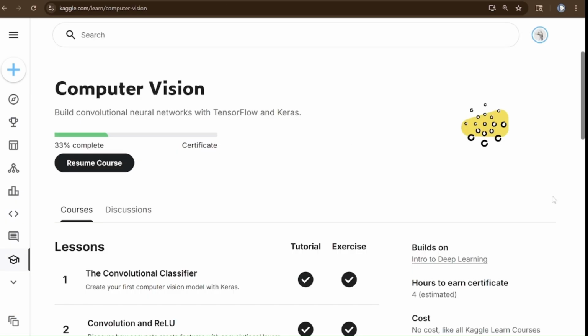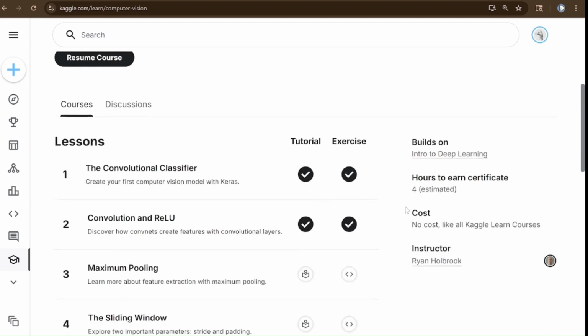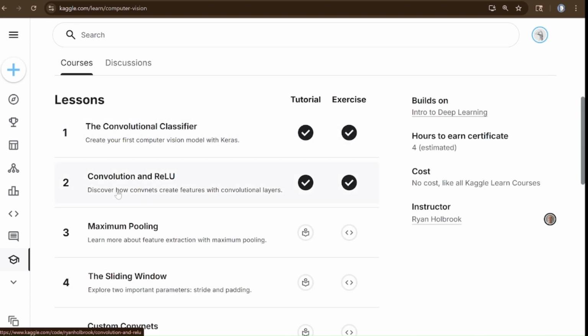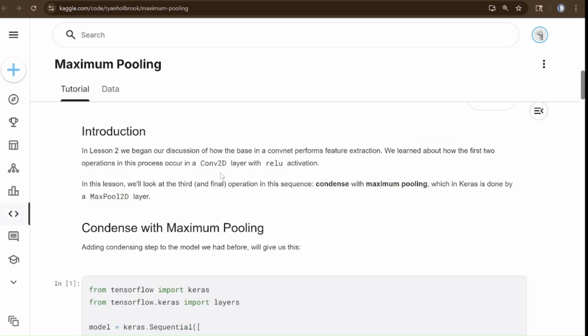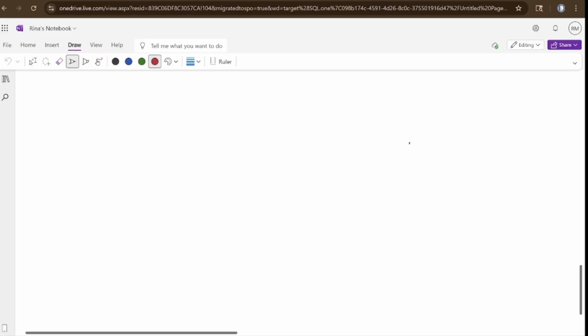Hi everyone, welcome back. So let's continue the computer vision course. As of now, we have completed the convolutional classifier, convolution and ReLU. And today we are going to study the third lesson, that is maximum pooling. Okay, first we will read the tutorial, then we will do the exercise. But before that, let me give you a small recap.